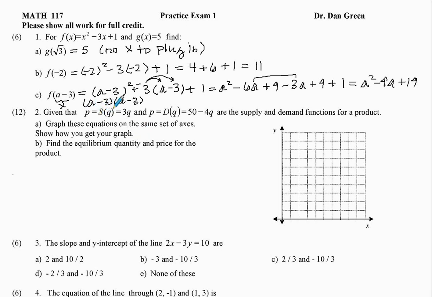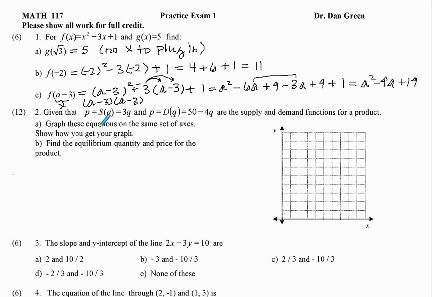Alright, up next we're working with supply and demand functions. So P equals S of Q is 3Q. That's our supply function. S, remember, stands for supply. P equals demand at quantity Q, or D of Q, is 50 minus 4Q. That's our demand function. So those are our supply and demand functions for a certain product that's manufactured.